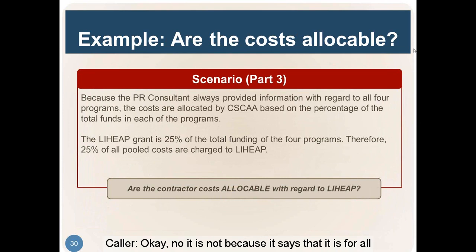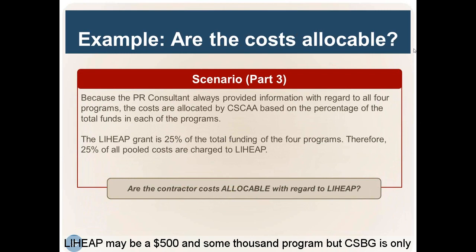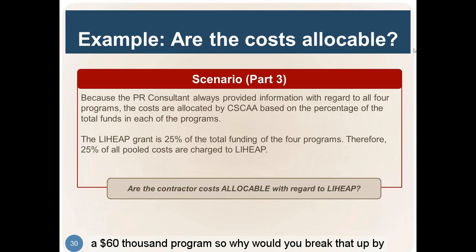Okay, no, it's not, because it says that it's for all the programs, but you don't know. LIHEAP may be a $500 and some thousand program, where CSBG only is a $60,000 program. So why would you break that up by 25, 25, 25? Just because it seems logical on the surface, it's not. You would have to look to see what percentage of each program of the 4 each program was. Right. I think that's an excellent point.